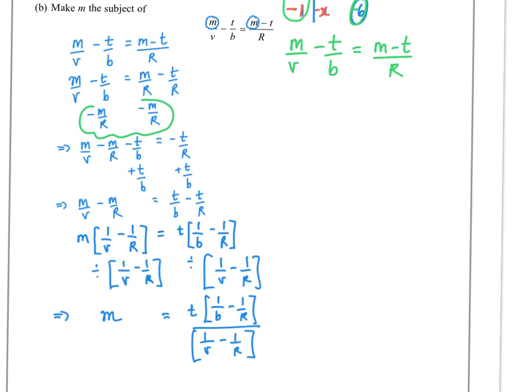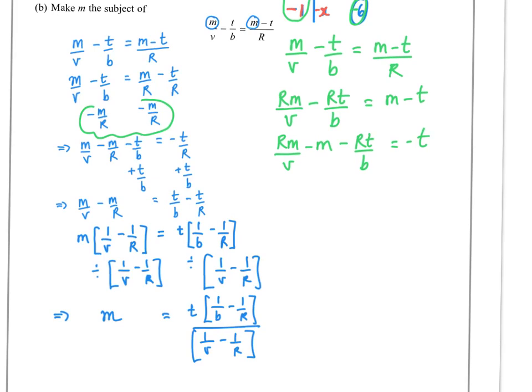Well, I think one thing you could do is get rid of the r from here by timesing everything through by r. So if you did that, you'd have rm over v minus rt over b equals m minus t. Then what you could do is isolate the m terms on one of the sides. So you could take m from both sides and end up with rm over v minus m minus rt over b equals minus t.